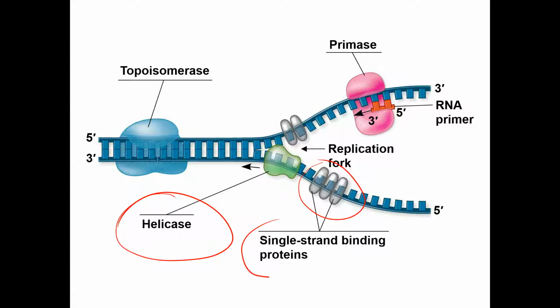Your single-stranded DNA binding proteins. Well, think about it. These two strands of parental DNA separate, so this portion of the DNA molecule for this period of time is temporarily single-stranded. So you have single-stranded binding proteins that attach and prevent it from reannealing. It keeps the replication bubble open.